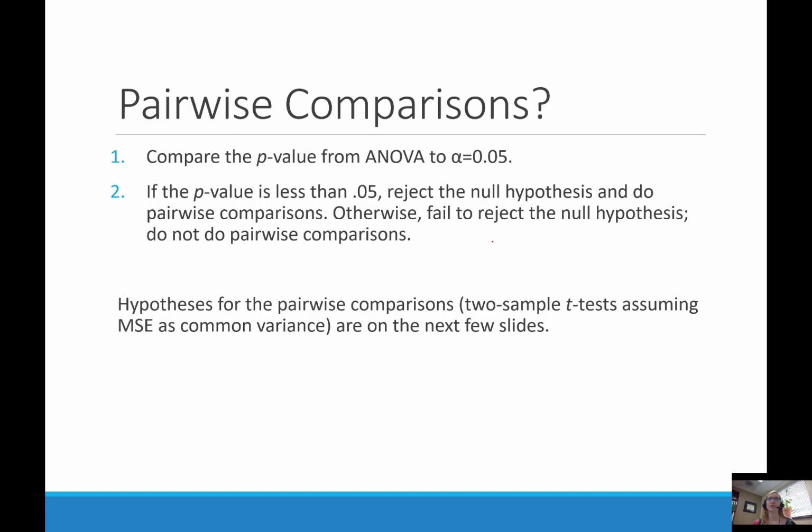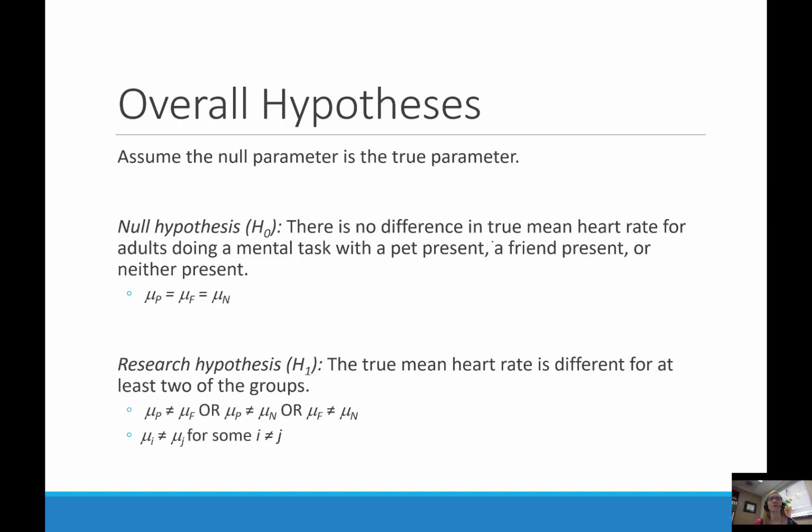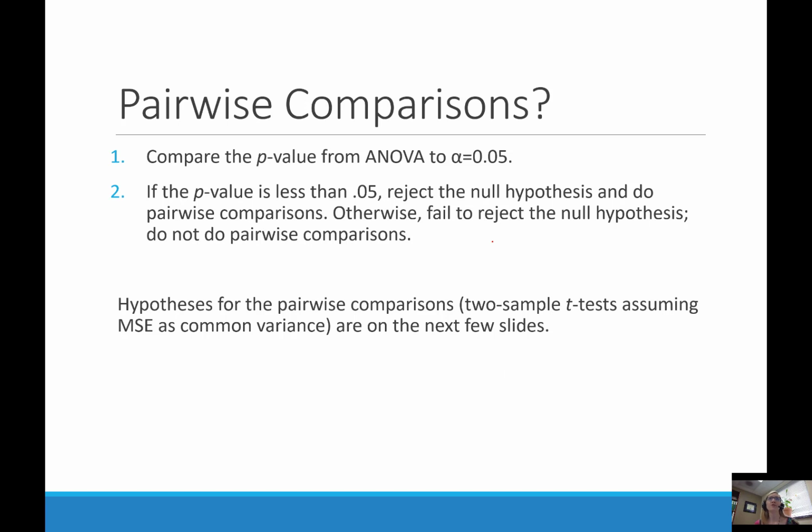As an aside, the reason you do not do step 2 if you fail to reject the null hypothesis for ANOVA is because by failing to reject the null, you're saying there's not enough evidence to say that any of the groups are different. Therefore, there's no reason to go on and test which groups are different.